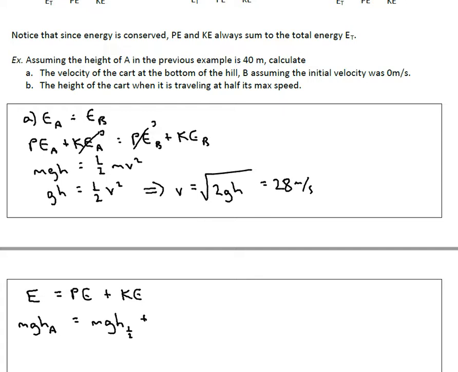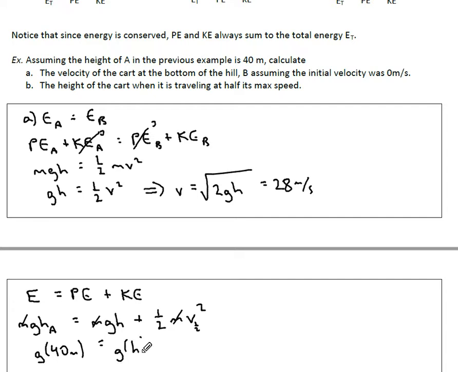Sorry, that's not what I want. We're trying to solve for height when our speed is half. So plus 1/2 mv squared where our speed is half. We just found our maximum speed is 28 meters per second. So you see the masses are going to cancel out. We have g times 14 meters. That will give us our total energy.